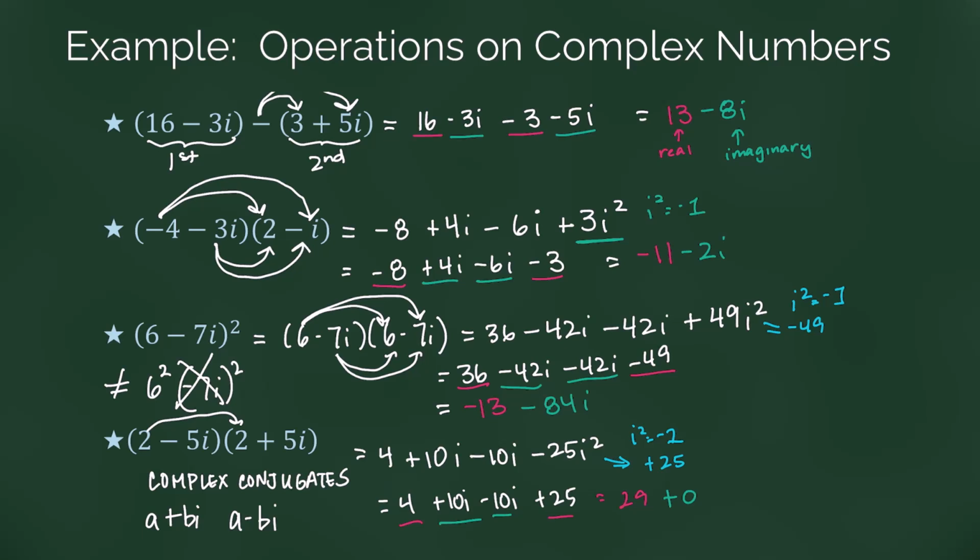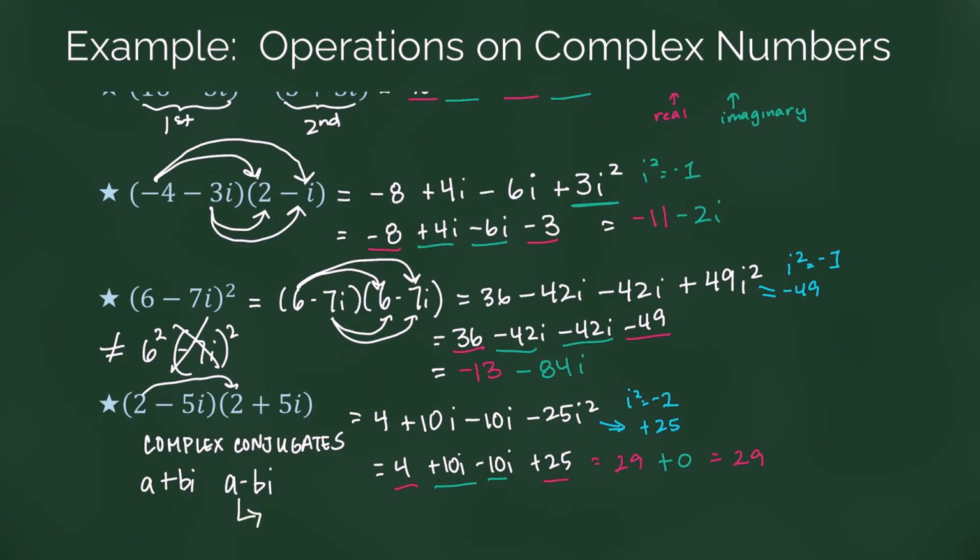So notice we just got the number 29, which is a real number, and that will always happen. When we multiply complex conjugates, we always get a real number, and that number is going to be a squared plus b squared. Notice that 29 is the same thing as 2 squared plus 5 squared.